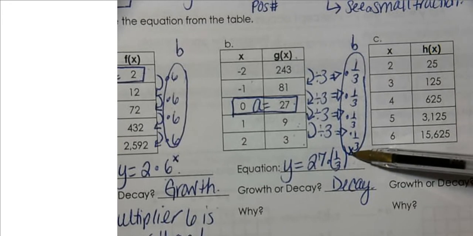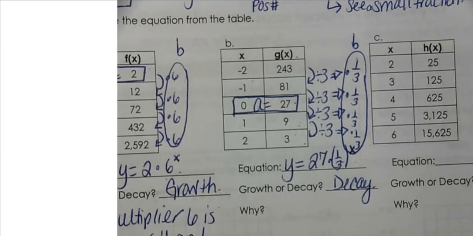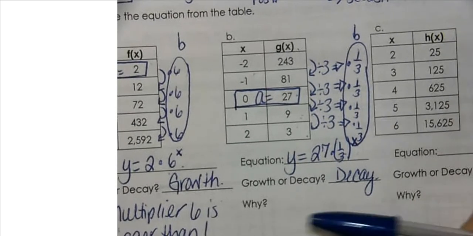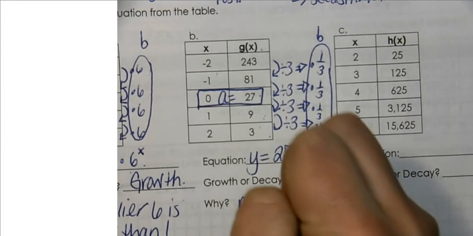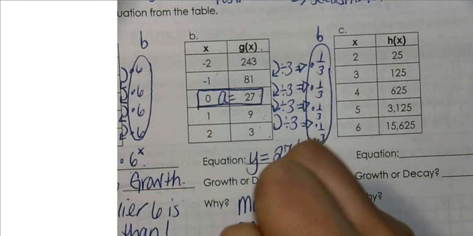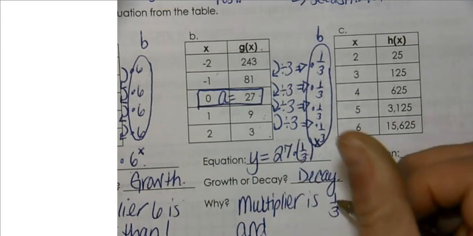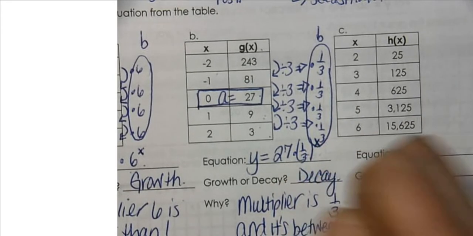I strongly recommend that you put 1/3 into parentheses, and that's so that in the event that you are calculating values by hand, it reminds you that not just the numerator is being raised to the x power, but also the denominator is being raised to the x power as well. This is considered exponential decay simply because the multiplier is 1/3 and it's between 0 and 1.